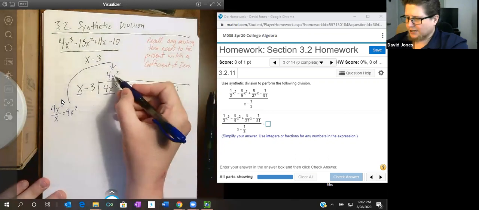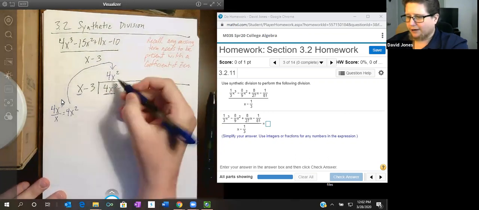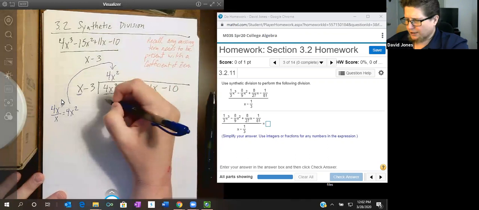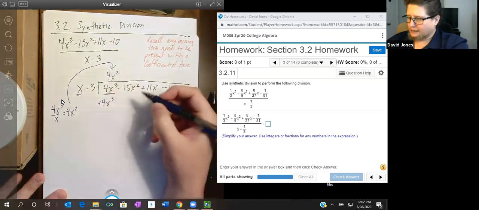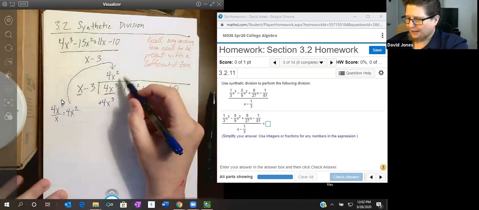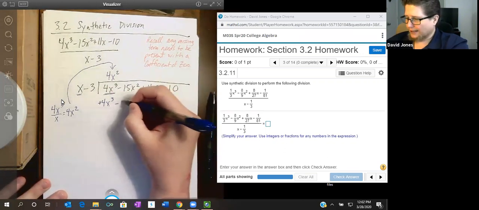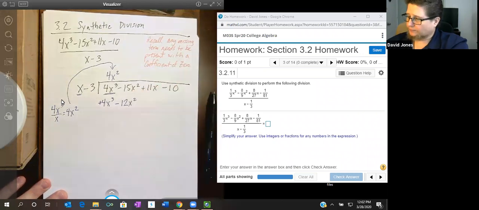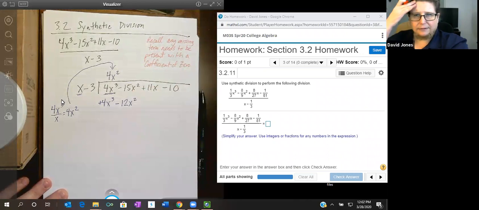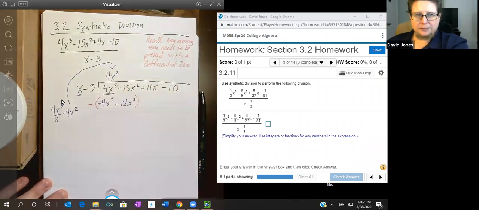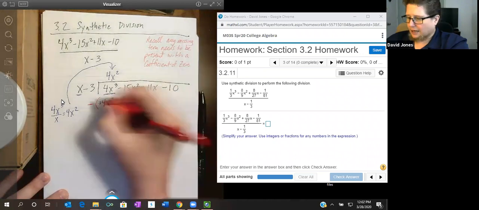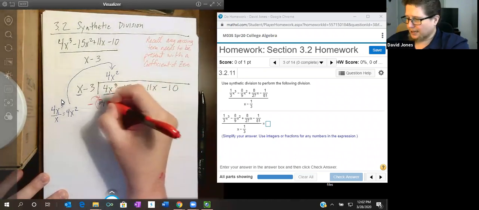I'm going to take the 4x squared and multiply it by everything in front. 4x squared times x is positive 4x cubed. And 4x squared times negative 3 is negative 12x squared. And then when we did normal division, we subtract whatever we did. So I'm going to move the subtraction sign in, just change the signs of each of these inside.